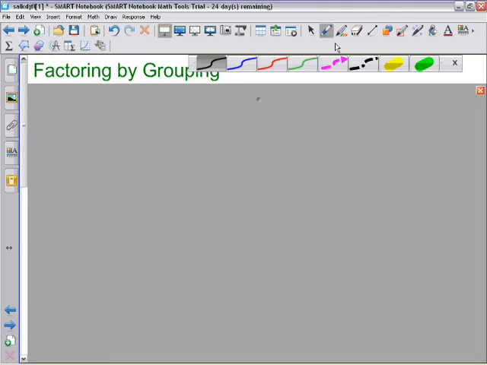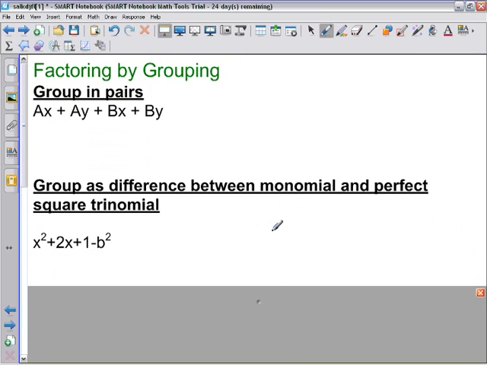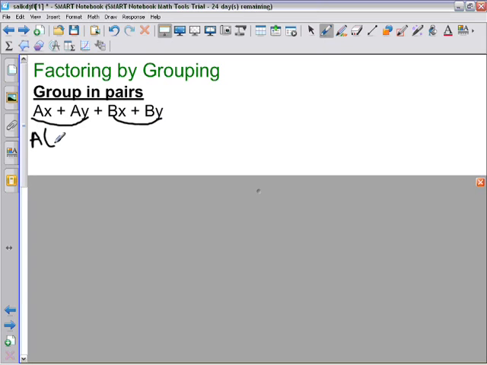Next, we're going to talk about factoring by grouping. When factoring by grouping, you can either group in pairs or group as difference between monomial and perfect square trinomial. First, we're going to talk about group in pairs. You can take the first two terms and factor out a common factor as a and leave x plus y, and take the second two terms and factor out a common factor as b and leave as x plus y.